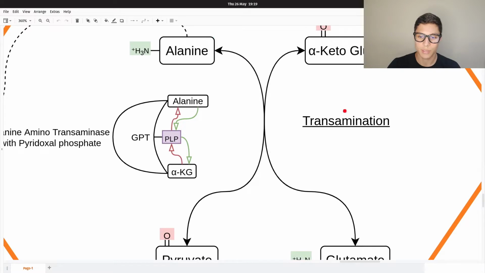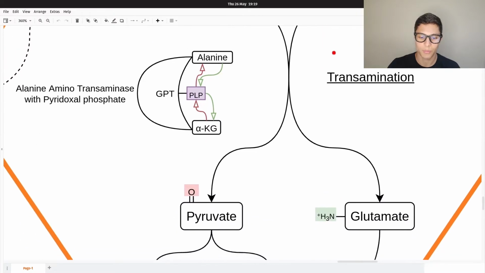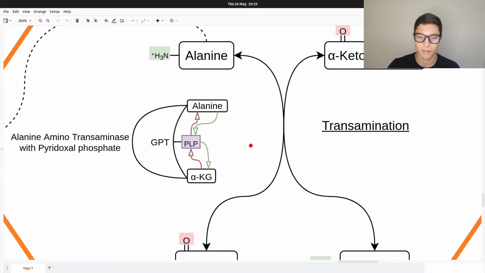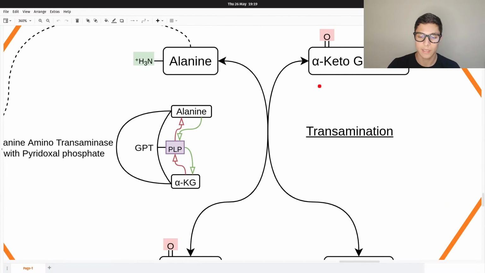They are going to bind together and swap the groups. The alanine is going to give the amine group to the alpha ketoglutarate, and the alpha ketoglutarate is going to give the keto group to the alanine, and we get pyruvate and glutamate. Okay, this reaction is called transamination.